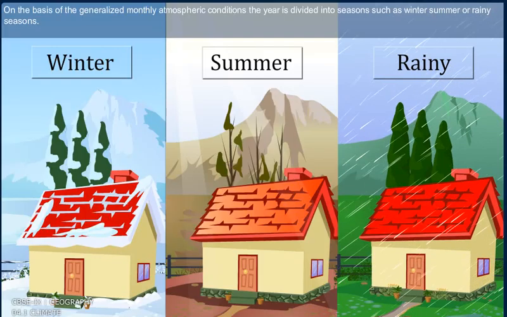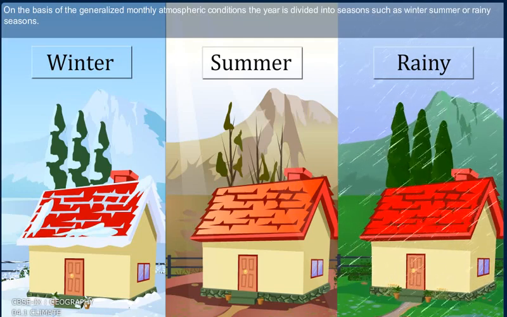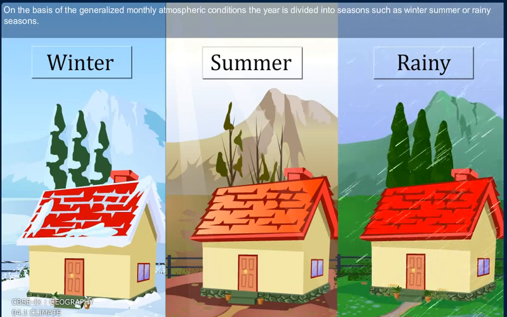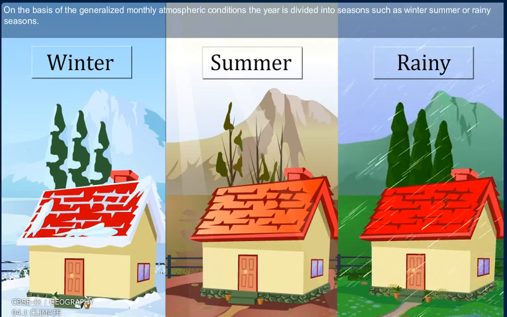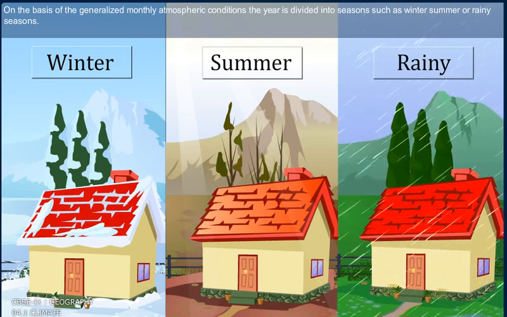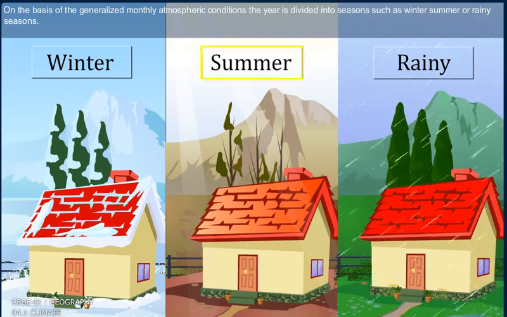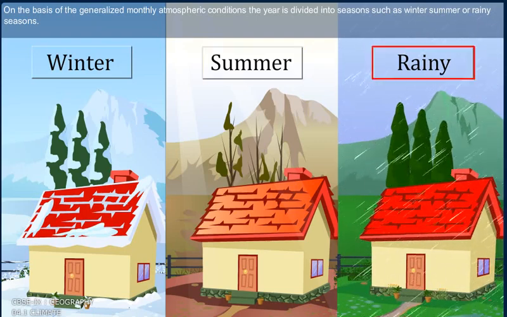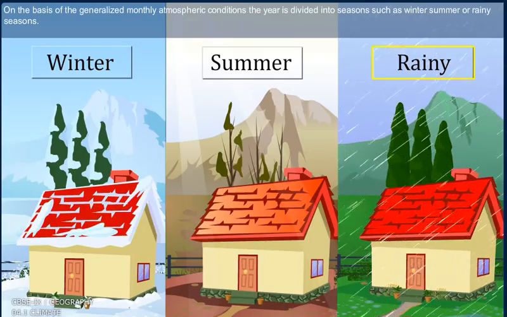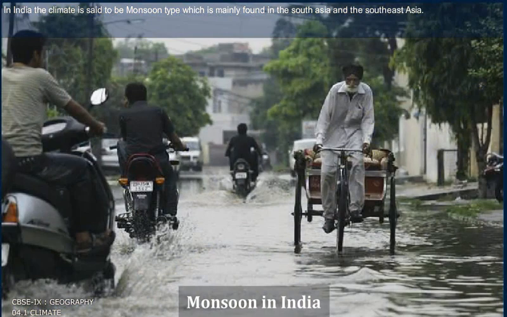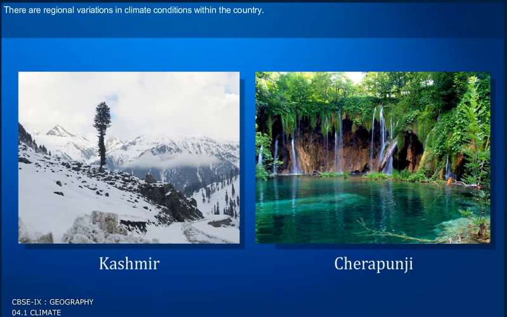On the basis of the generalized monthly atmospheric condition, the year is divided into seasons such as winter, summer, or rainy seasons. In India, the climate is said to be monsoon type, which is mainly found in South Asia and Southeast Asia. There are regional variations in climate conditions within the country.